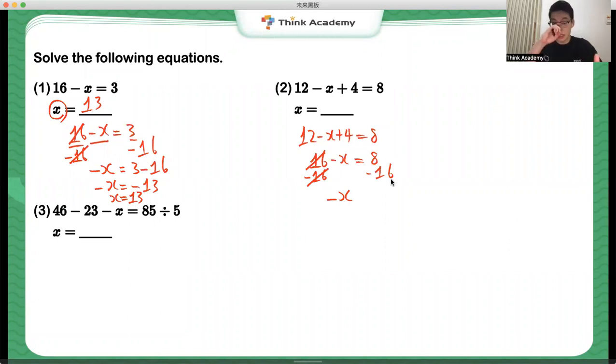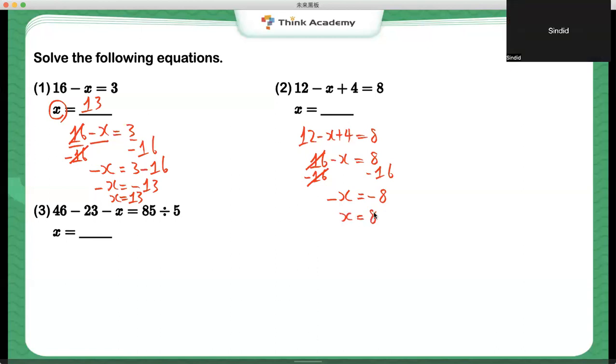And then on the right-hand side, I have 8 minus 16, which, if you use the number line, I'm not going to demonstrate it again. So it's going to be -8. So if -X is -8, it means that X will naturally be equal to 8. All right, so that's the whole story.